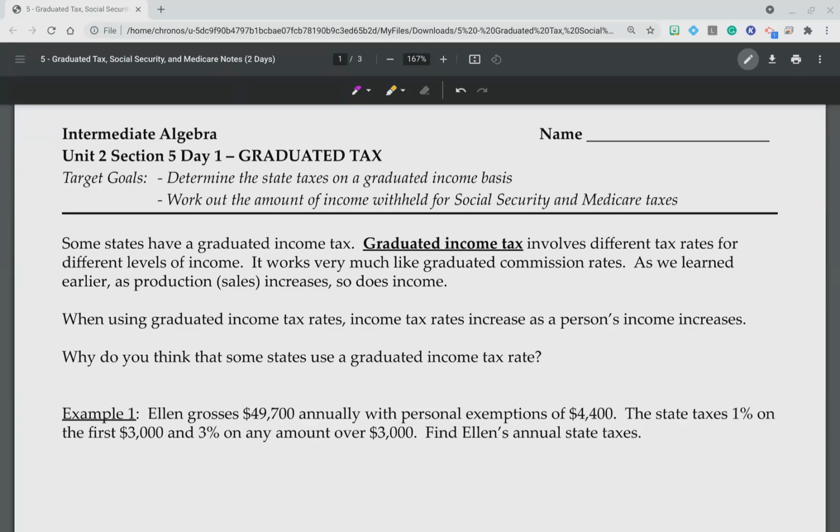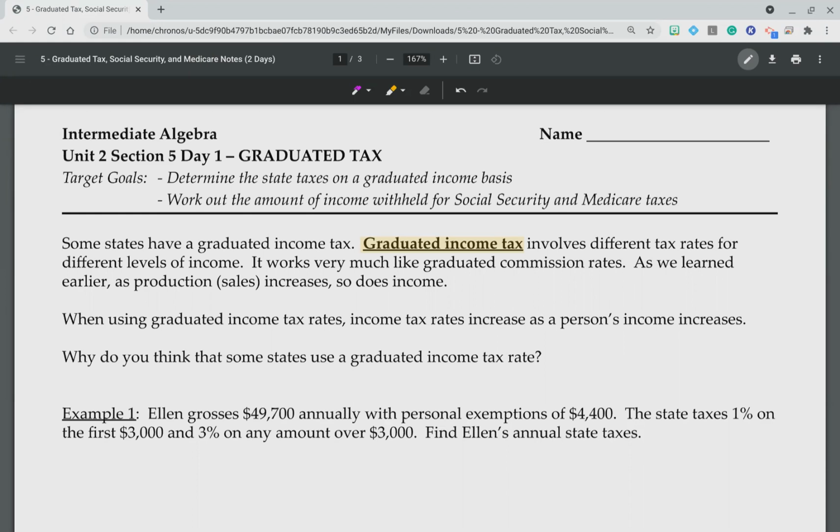So far, we've talked about federal income tax and state income tax. This is another branch of state income tax that's called graduated tax. We've talked about the word graduated before. We did graduated commission, where based on how much you sold, you could make more of a commission rate. Well, similar idea for graduated income tax. Graduated income tax involves different tax rates for different levels of income. So it works a lot like graduated commission, like I said.